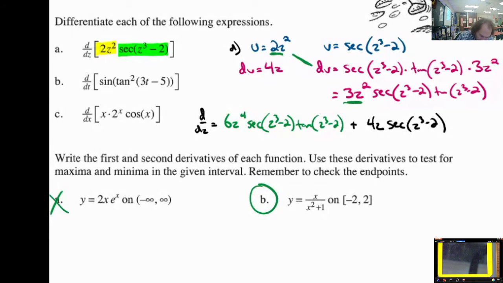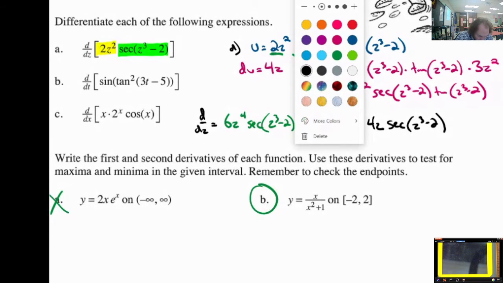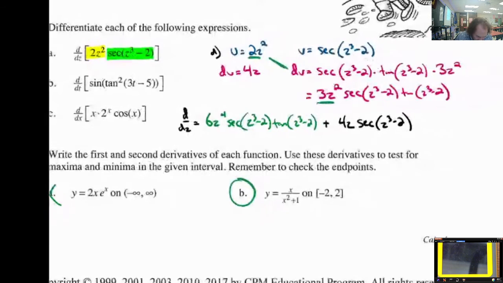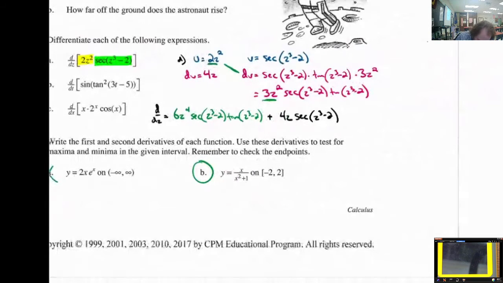Let's talk about B for a moment. Sine of tangent squared of 3t minus 5. Yikes. This is going to be a triple chain rule problem, or maybe even more. It's going to be a quadruple chain rule problem.